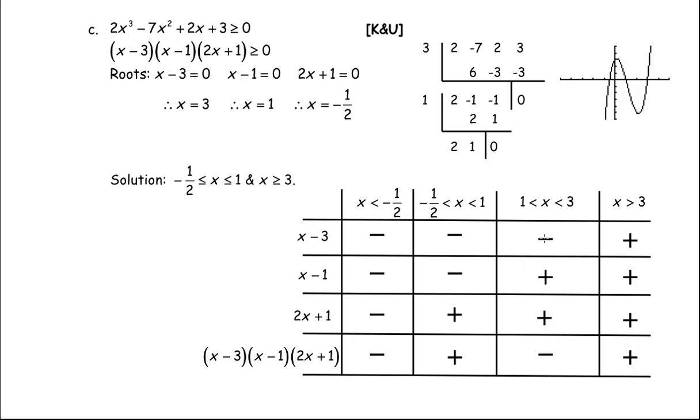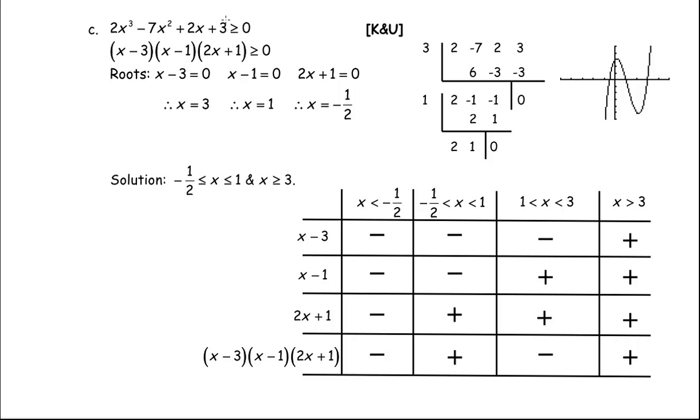Next we check between 1 and 3. So for example 2. 2 minus 3 would be a negative, but 2 minus 1 would be a positive. 2 times 2 plus 1 would be positive. That would actually be 5. So we have the product of a negative, a positive, and a positive. So that would be negative because there's only one negative in that whole product. And then above 3, everything ends up being positive. That's going to be positive, so are all 3 of these. So everything's positive, so the product of all of them is positive.